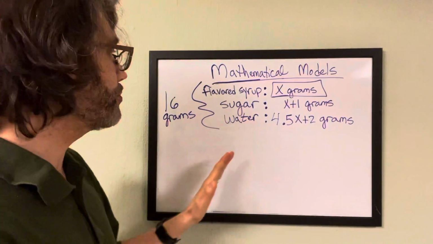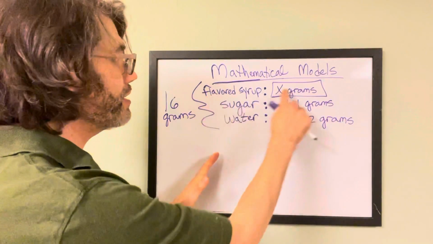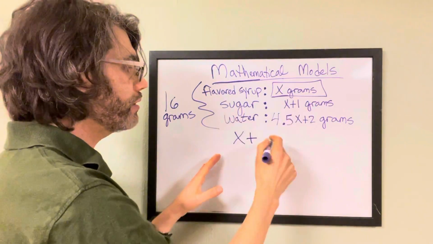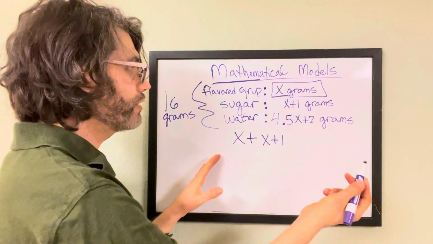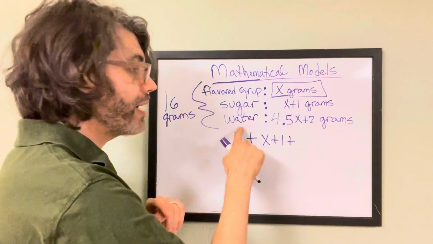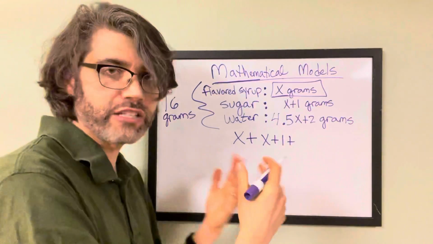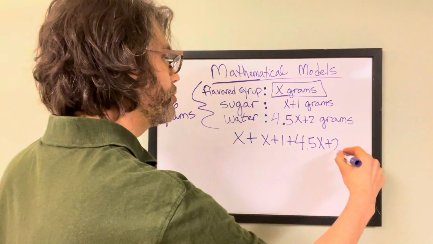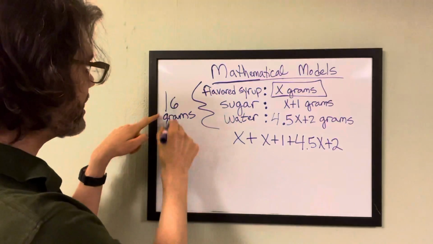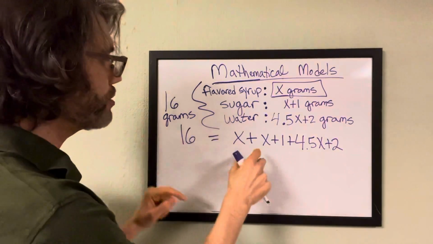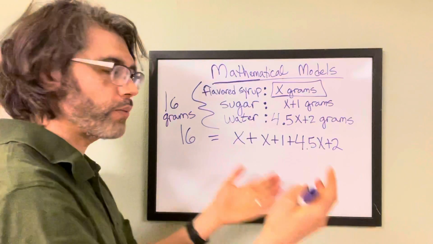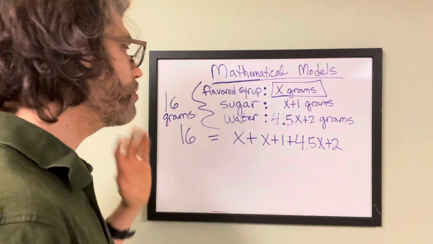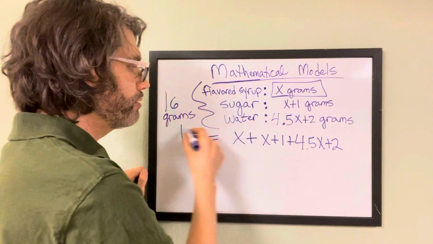So we're going to say, okay, this ingredient, flavored syrup, X, is going to be combined with the sugar, which is X plus 1 grams, which will then be combined with the water. Let's say it's carbonated water. So it's 4.5x plus 2. Okay, and that all equals 16 grams. When you add up all these ingredients and weigh them and mix them together, you get 16 grams of your soda. Okay, so this right here is a mathematical model.